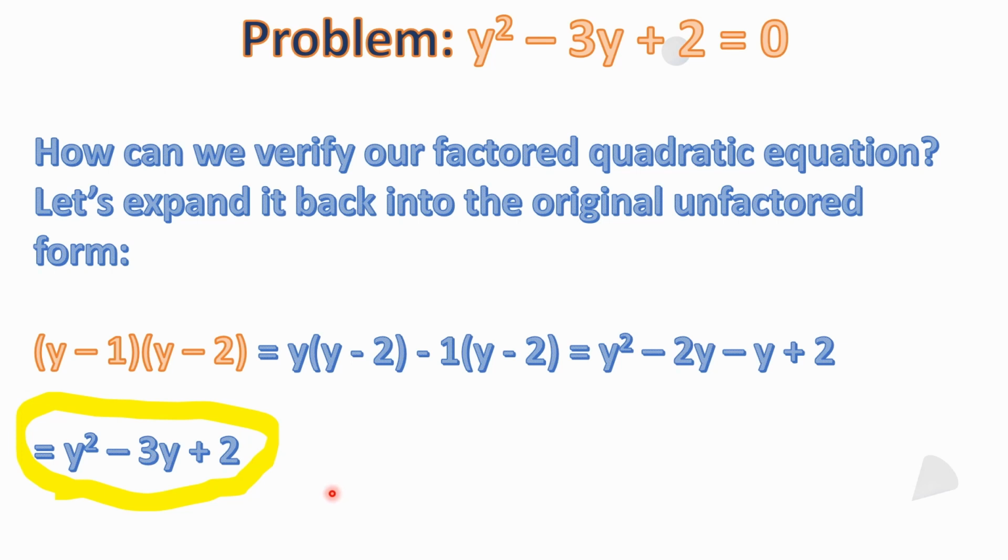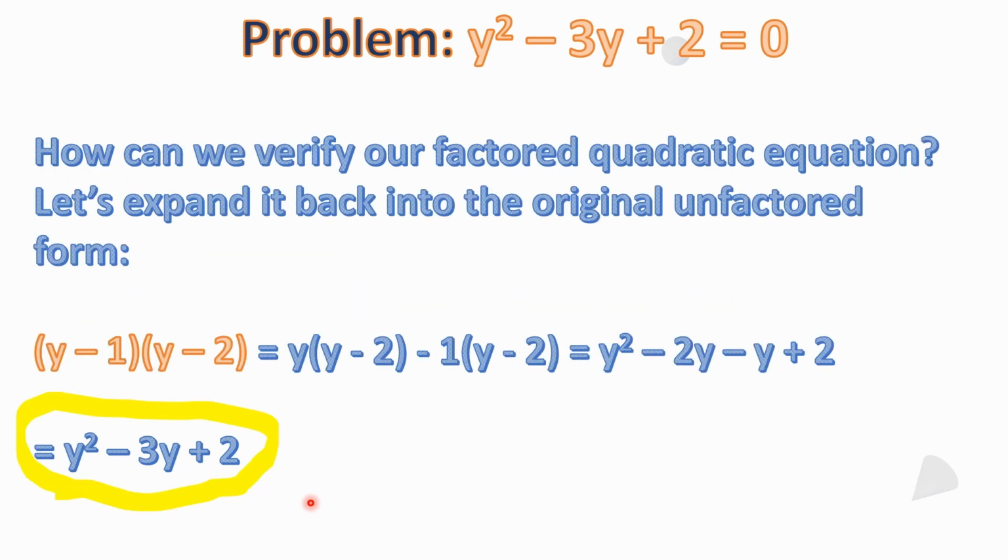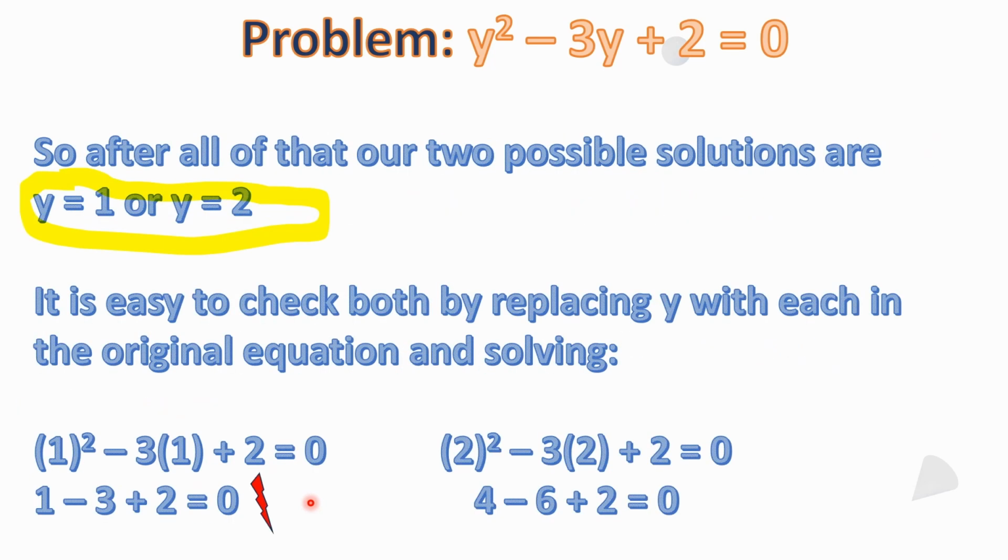So sometimes I like to reverse it back in case I made a mistake. And so that really helps us. So after all of that, our two possible solutions are either y equals 1 or y equals 2, right? Our x1 and x2. And again, it's really easy to check that too. We can check it by replacing y in our unfactored equation, and solve it.